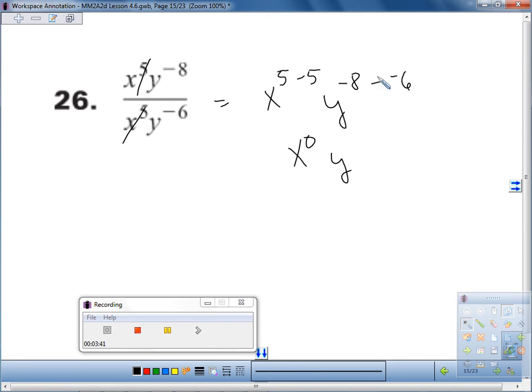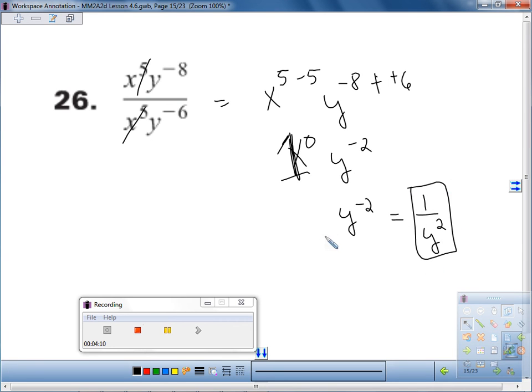Now let's look at this. We have negative 8 minus negative 6, so we're going to change it to negative 8 plus 6. They have different signs, so we end up with negative 2. So x is 1. If you want to write that in, you can. So right now we just have y to the negative 2. Now to get rid of the negative exponent, we'll write it in fraction form, so we get 1 over y squared as our final answer for number 26.